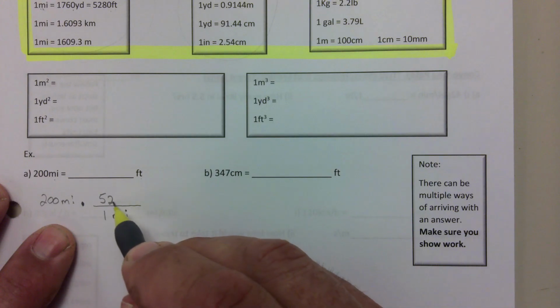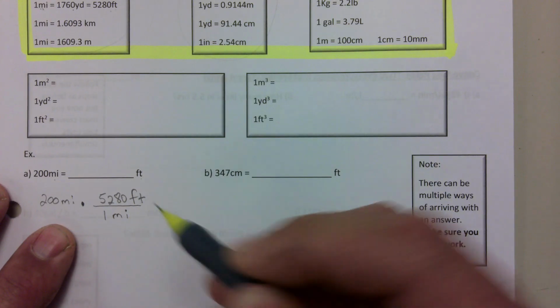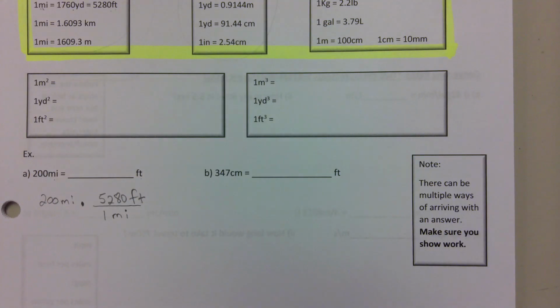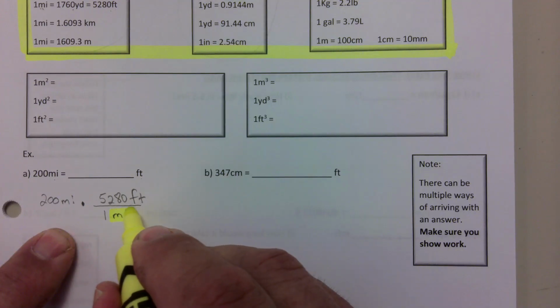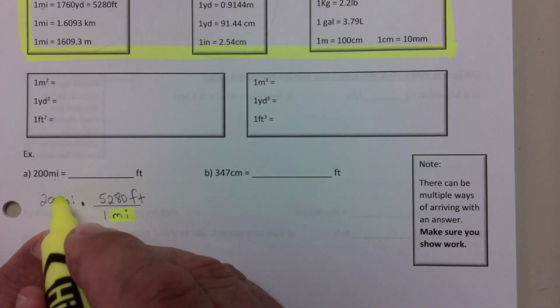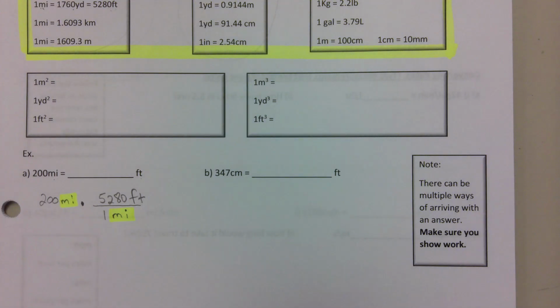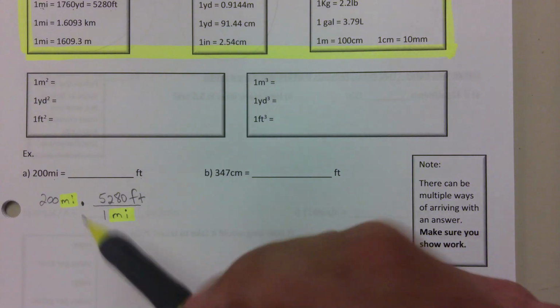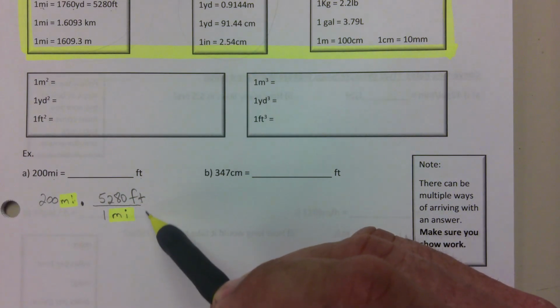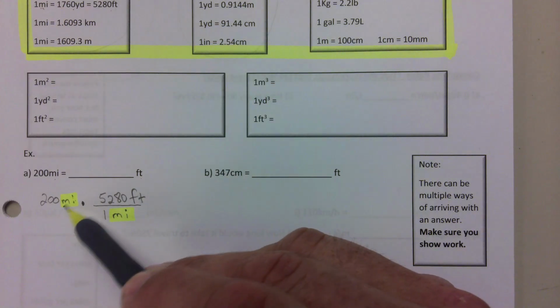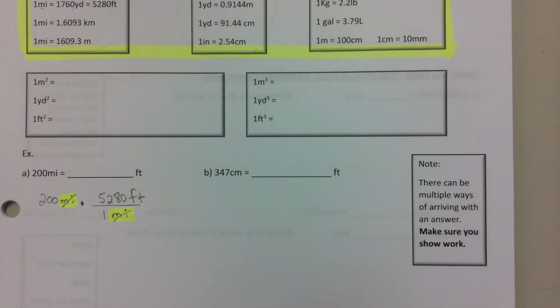has 5,280 feet. And here's the important part. There's a very specific reason why I put the miles in the denominator here, because I have miles in the numerator for the other one. When something is in the numerator and in the denominator, you can cancel those units out, and all you're left with is feet.